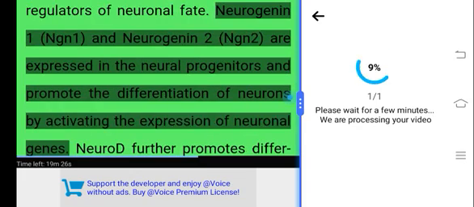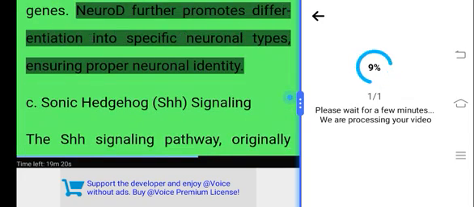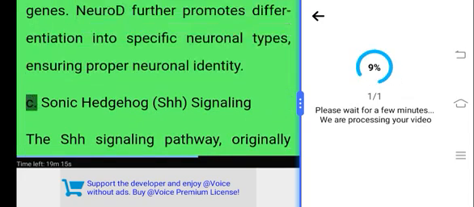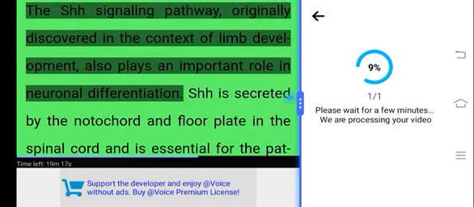Neurogenin 1 (NGN1) and neurogenin 2 (NGN2) are expressed in the neural progenitors and promote the differentiation of neurons by activating the expression of neuronal genes. NeuroD further promotes differentiation into specific neuronal types, ensuring proper neuronal identity. C. Sonic hedgehog (SHH) signaling.